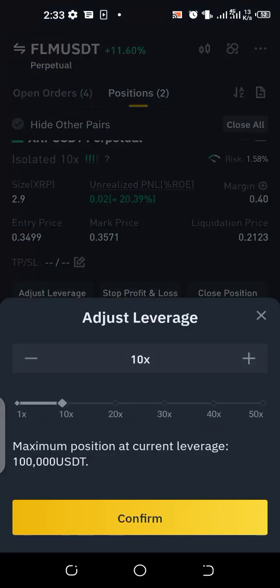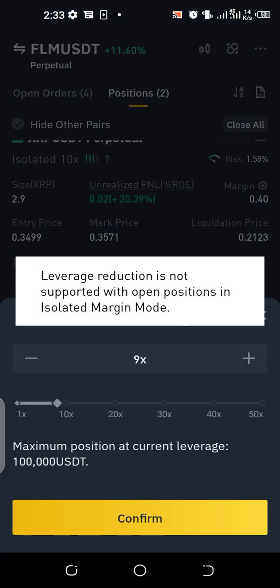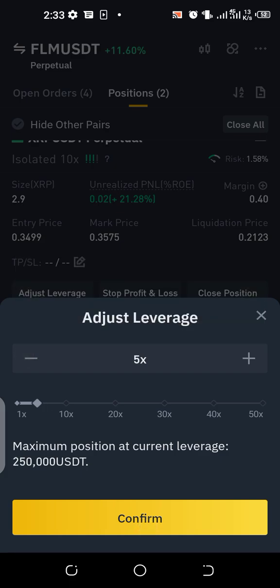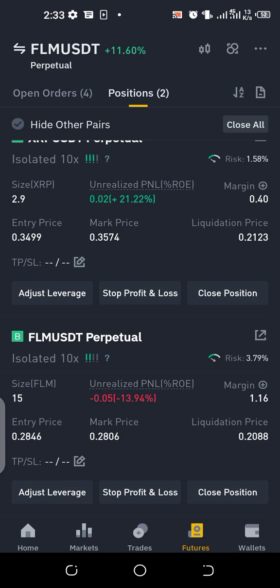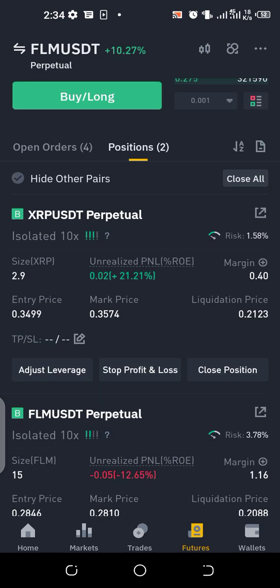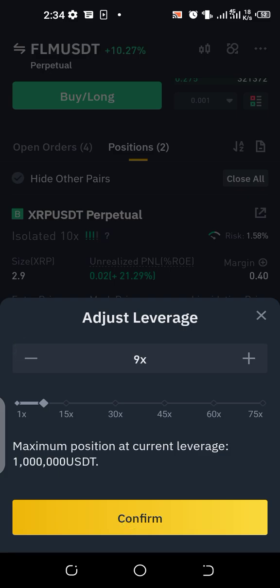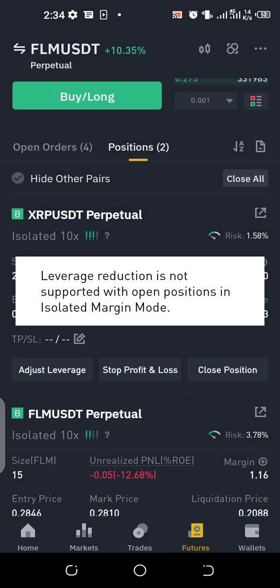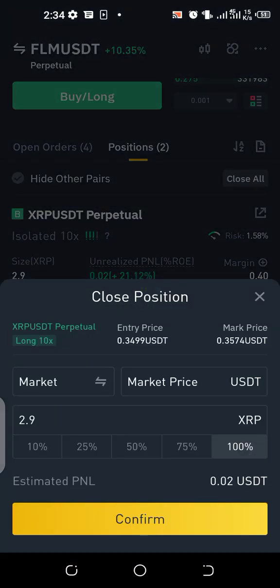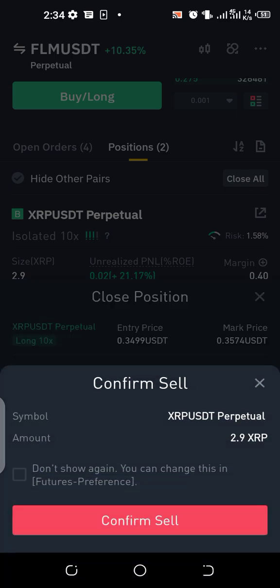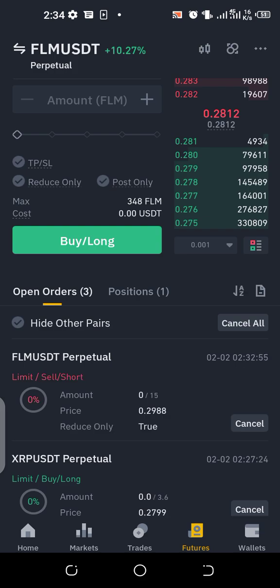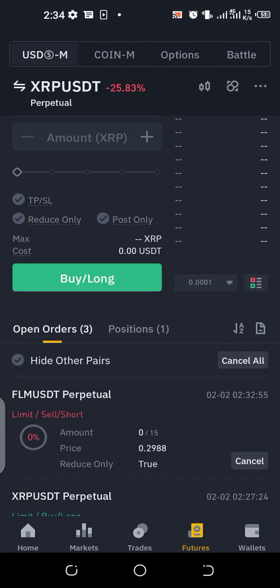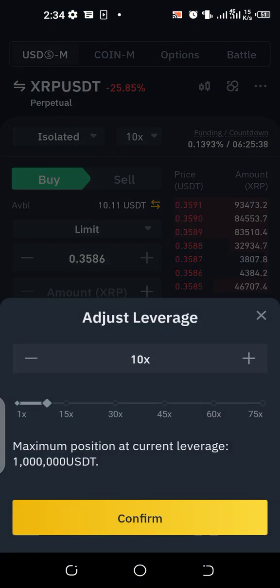But once I come up to 10 times leverage, I cannot go back to 9 times or to 5 times, no matter what's happening in the market. I would have to first of all close that trade before I can adjust leverage. Let me do that with XRP. I want to adjust leverage, it says no. Alright, but if I close that trade, I can create another one and reduce the leverage this time.